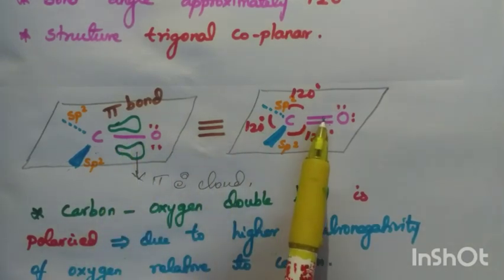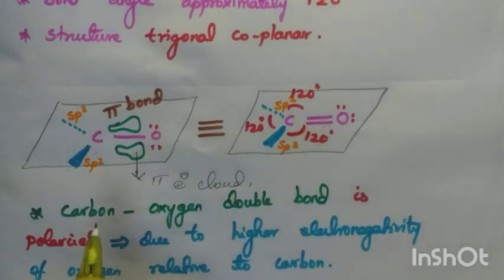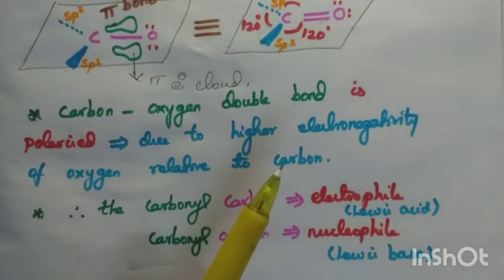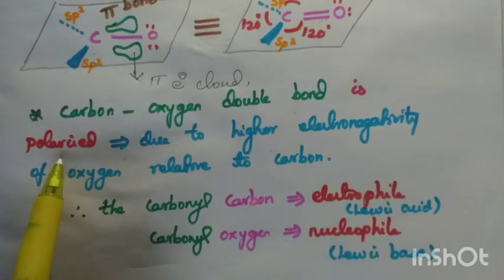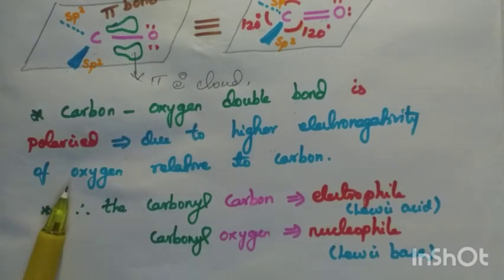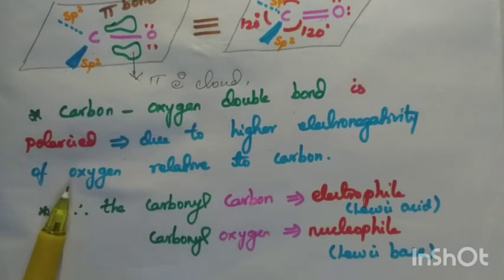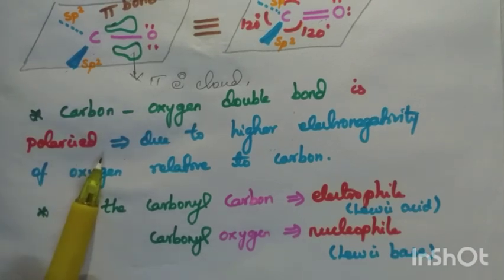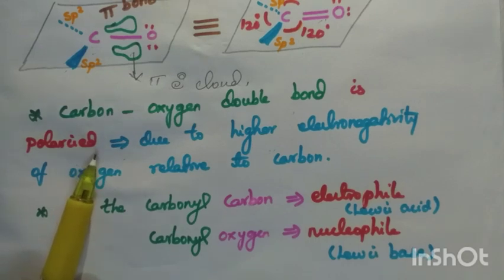Now the pi bond is also formed, so it becomes a double bond. Now this carbon-oxygen double bond is polarized. What is polarized? It has a tendency to be cleaved into plus and minus. Think of water: water means H plus and OH minus. So polarized means it has a tendency to break into cation and anion.